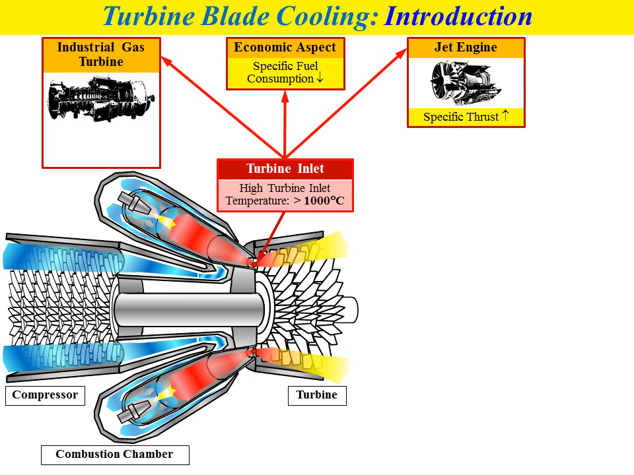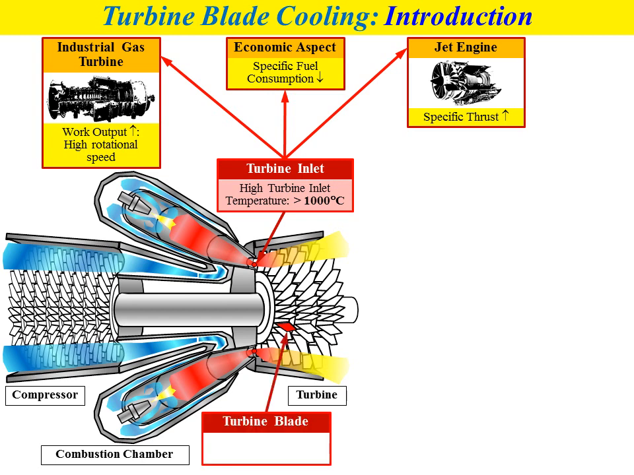However, for the industrial gas turbine, due to the higher turbine inlet temperature, the gas turbine engine will produce more W out in order to generate electricity. This is due to the high rotational speed produced by the hot exhaust gas. So due to the high temperature at the inlet, the turbine blade, especially at the first stage of the high pressure turbine, must be able to stand high inlet temperature conditions.